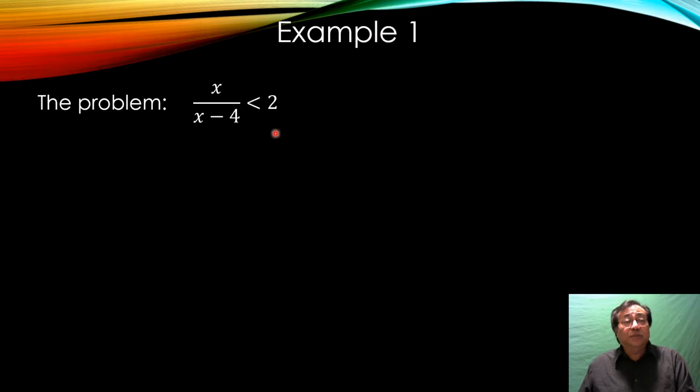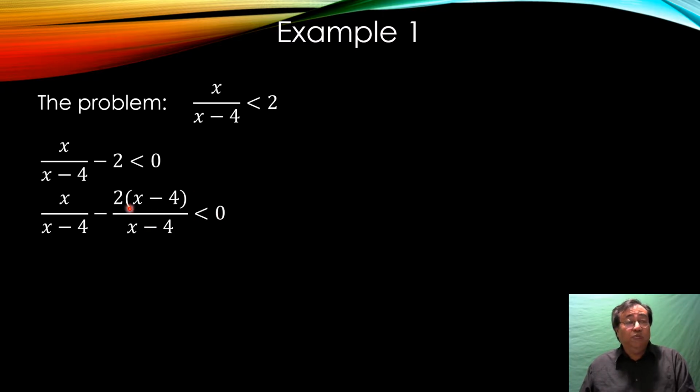So this is a typical rational inequality. So this 2 is in the wrong place. I'm going to move it to the left. So all we do is subtract. Then we're going to rewrite this as one fraction. So we need to find a common denominator. There's only one denominator, so the common denominator is x minus 4.